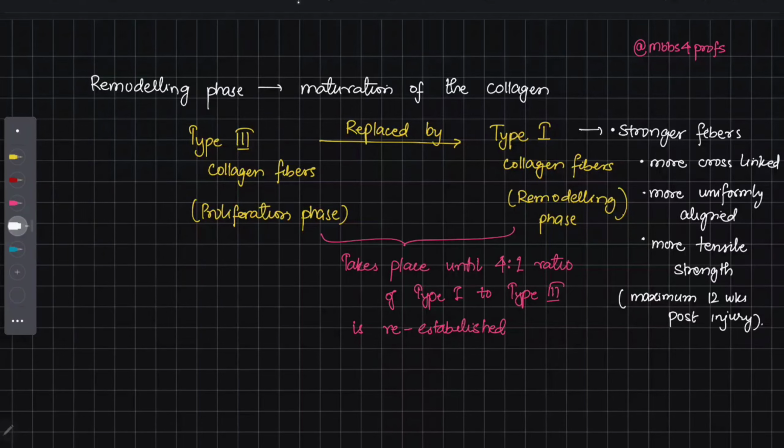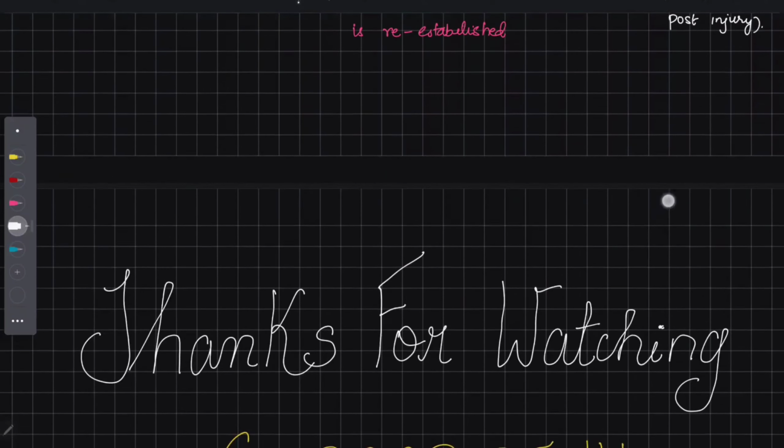We can see the maximum tensile strength at 12 weeks post injury. This replacement of type 3 collagen fibers by type 1 collagen fibers takes place until a 4:1 ratio of the collagen fibers is re-established. When this equilibrium is established, the remodeling phase stops.